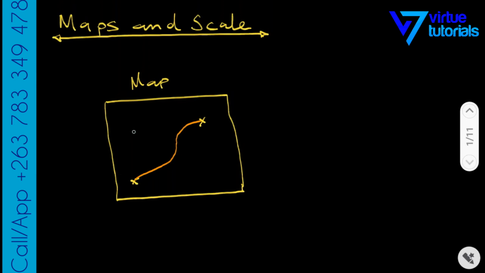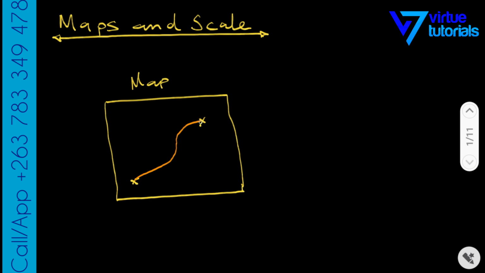Maps and scale. Let's take a little look at maps and scale. So what is a map after all? A map is, in its basic sense, just a drawing of an environment. It represents an environment, but it has a scale, right?